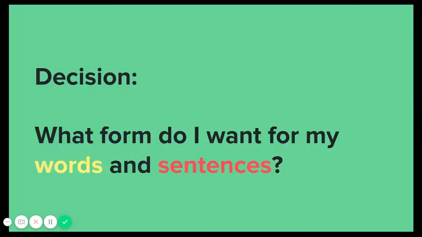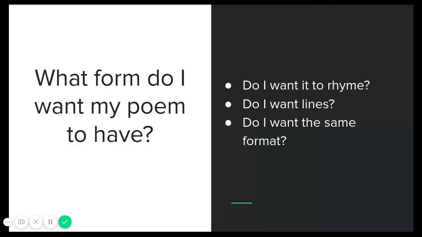Now that I know about my effect, I can think about another decision. This one is about the form of my translation. So what form do I want for my words and sentences? I'm making a translation of a poem, but I don't have to make it look exactly like the original. I can choose. Here are some things I can start thinking about. Do I want my new poem to rhyme? Do I want my poem to have lines? Or do I want the poem to have the same format as the original poem?